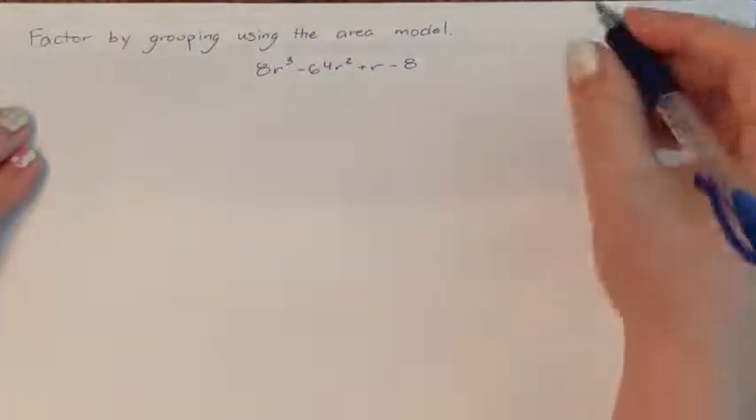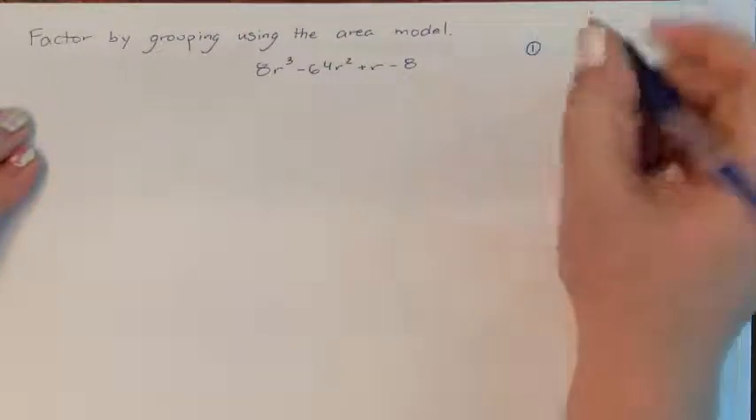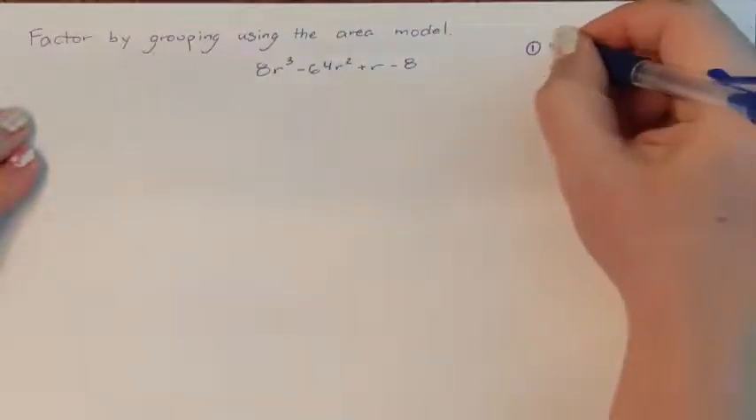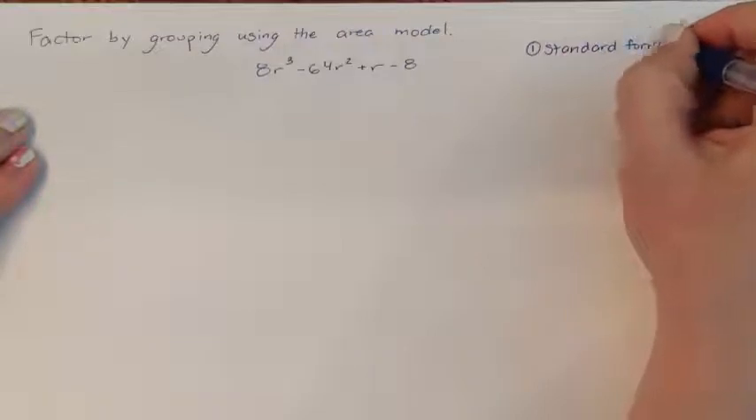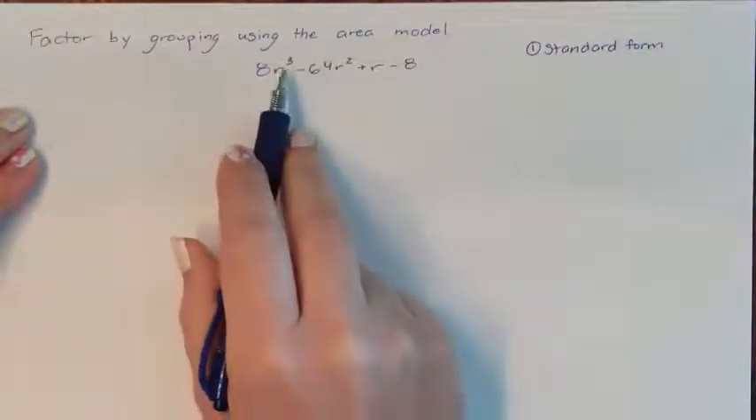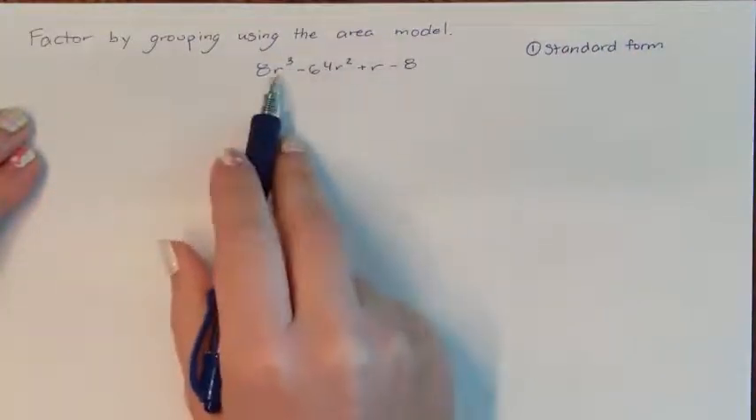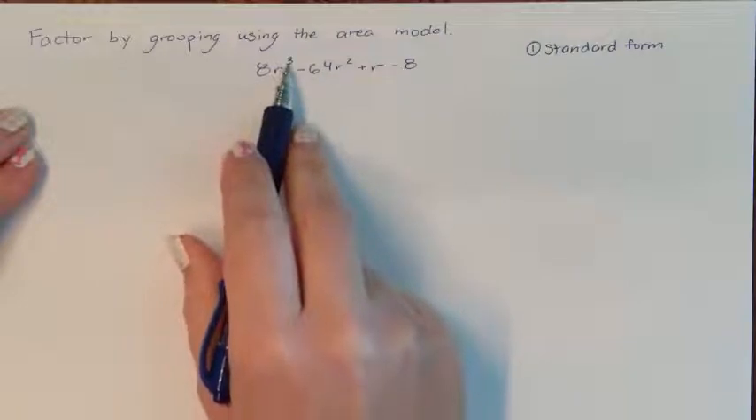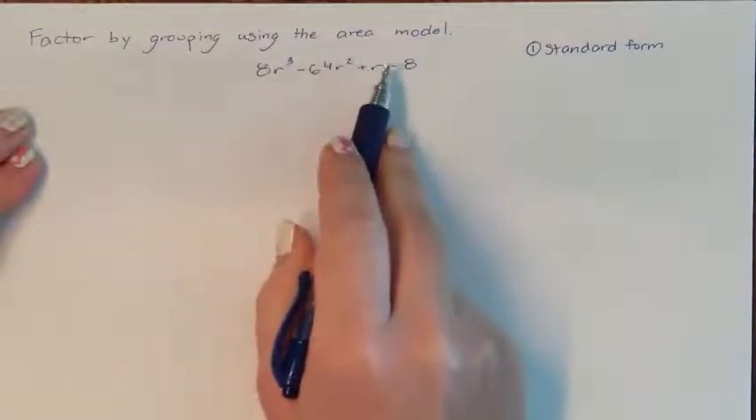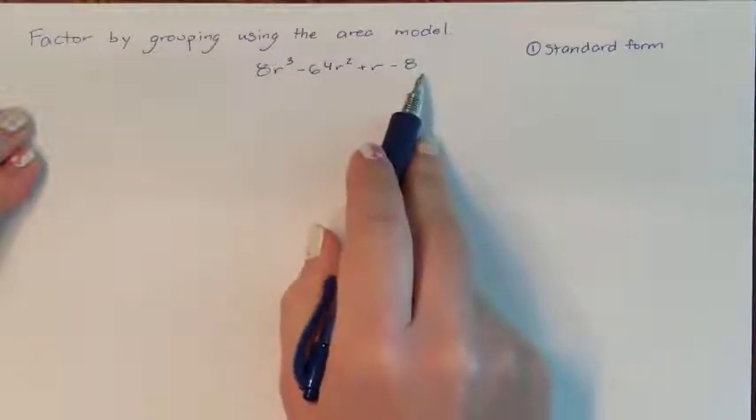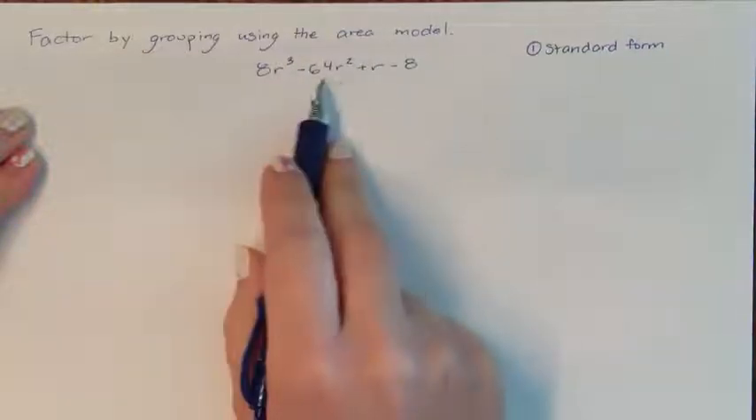The very first thing you always need to check is to make sure this is actually in standard form. Remember, standard form meant that the highest exponent was written first. My highest exponent is 3. And then the exponents go down in descending order. So 3, 2, 1, no variable, exponent was a 0. So it is in standard form.